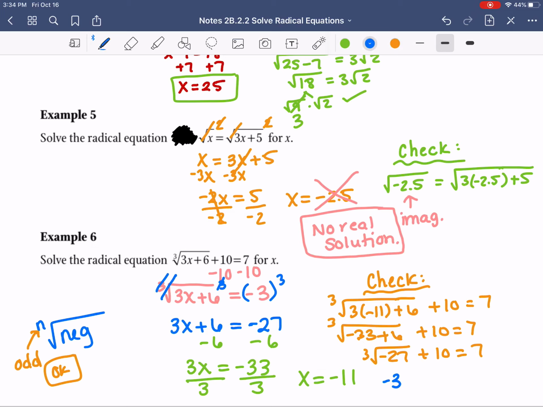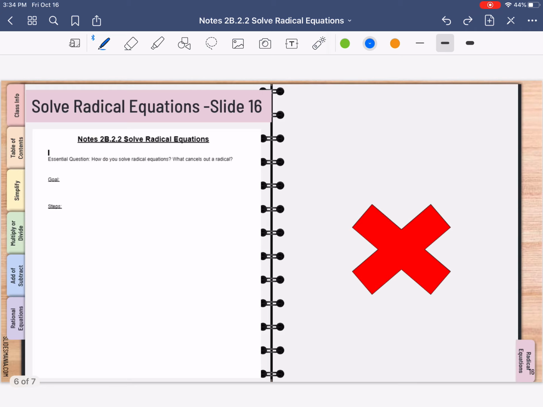All right, then we have negative 3 plus 10 equals 7. 10 minus 3 is 7, so check, it works. That answer is correct. Okay, so it's okay if you have a negative under your radical as long as your index, the number on the outside, is, I'm sorry, odd.